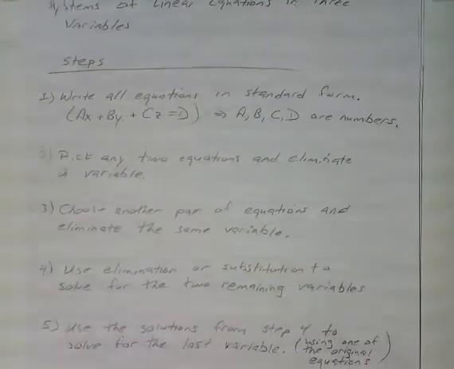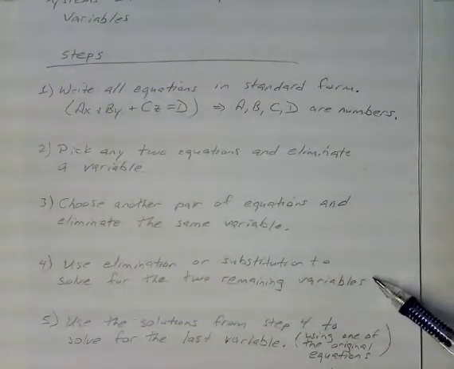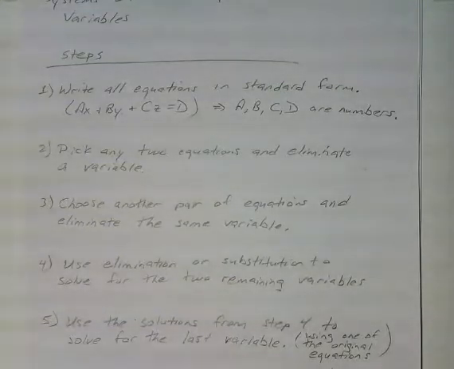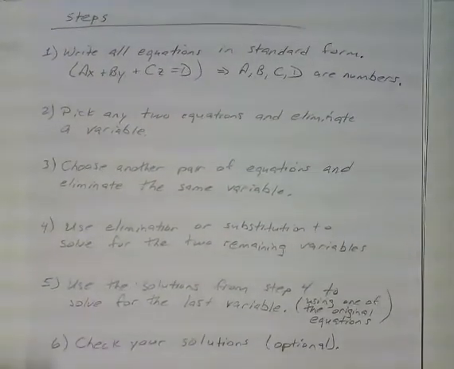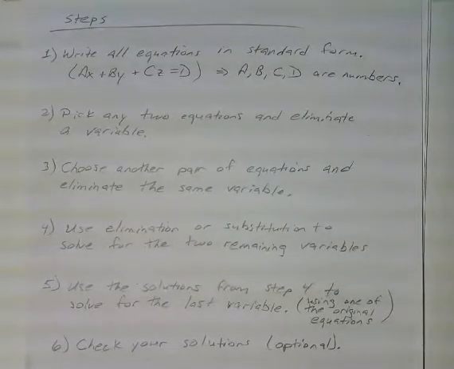And your 5th step, you're going to use the solutions from step 4, those 2 variables that you solve for, use the solutions from step 4 to solve for the last variable. And your 6th step is to check your solutions by plugging them in, which is strictly optional. You can do that if you like, but it is recommended if you're not sure about your answer.